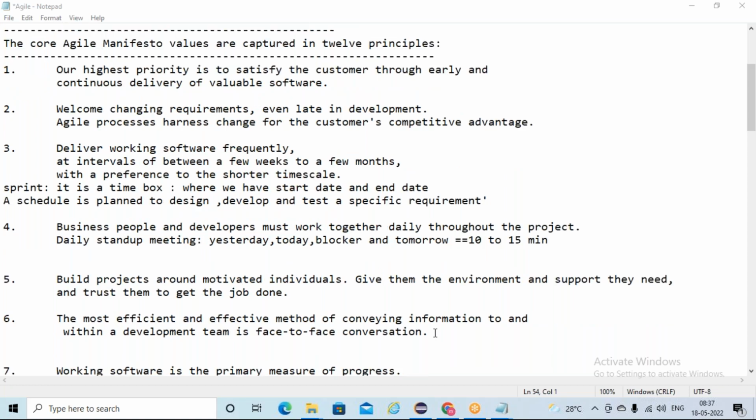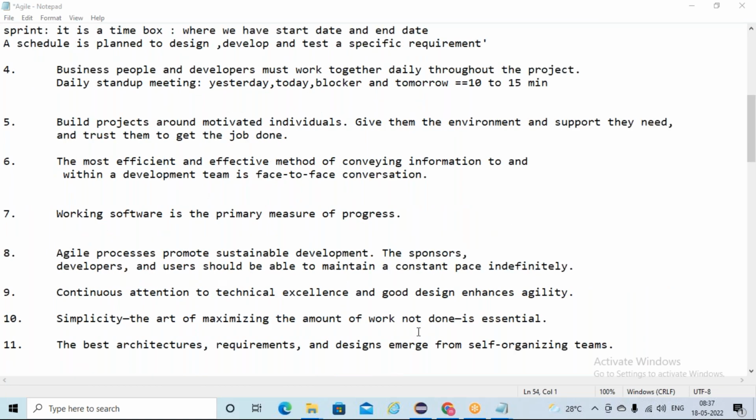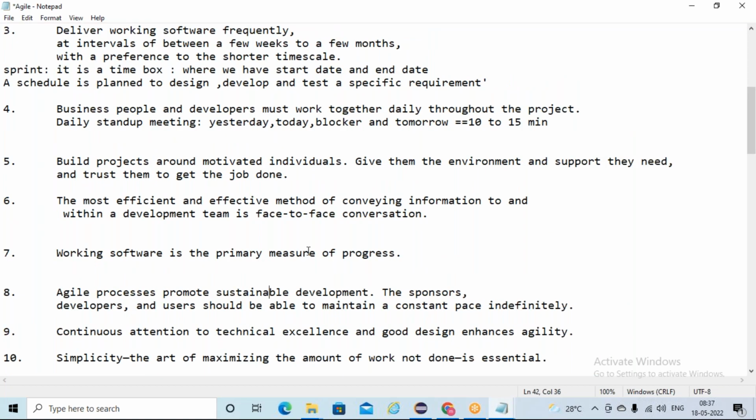Then we'll go to the next level. As I told you, by the end of this program you will be able to write user stories, test cases, everything. Don't worry about it. I'll share these notes, and see you all tomorrow.